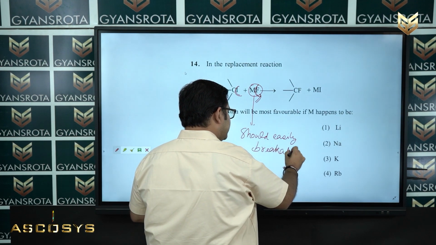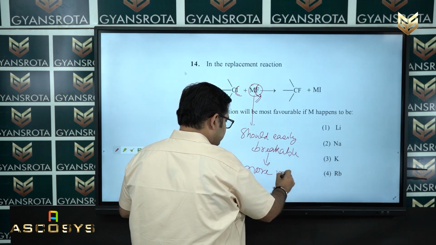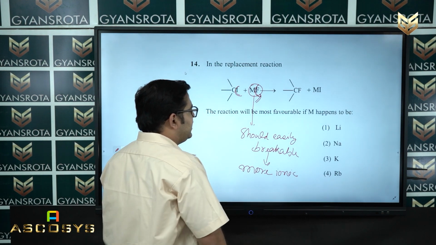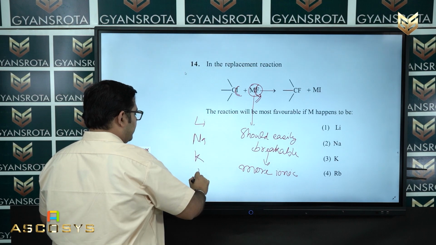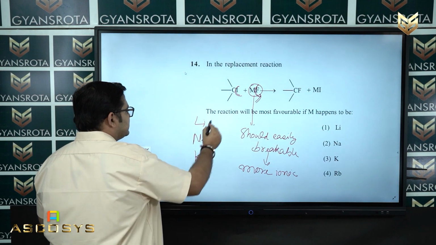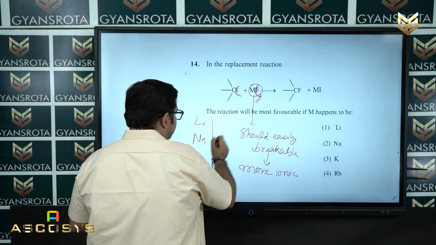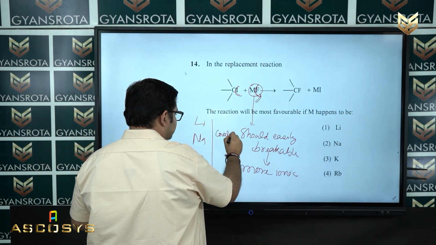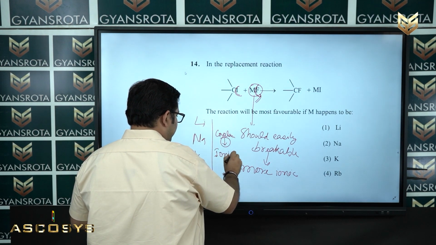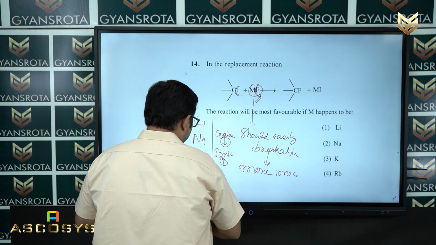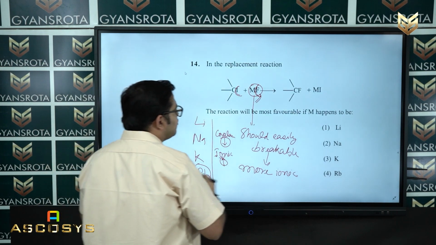Or we can say this bond should be more ionic. And if you see Li, Na, K, Rb, Cs, this is your group 1 elements. Now, when you go down the group, your covalent character decreases and your ionic character increases. So, among these four, Rb, that is rubidium, is the most ionic.